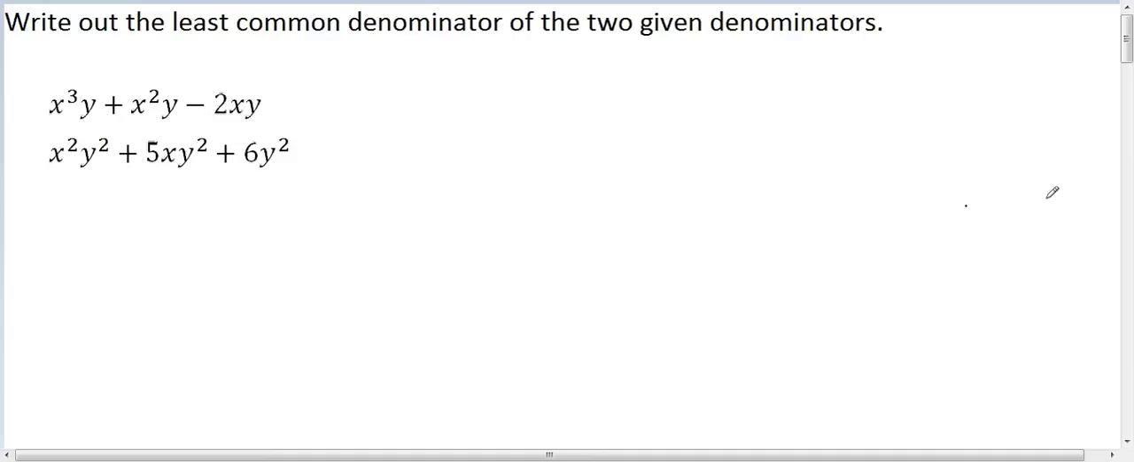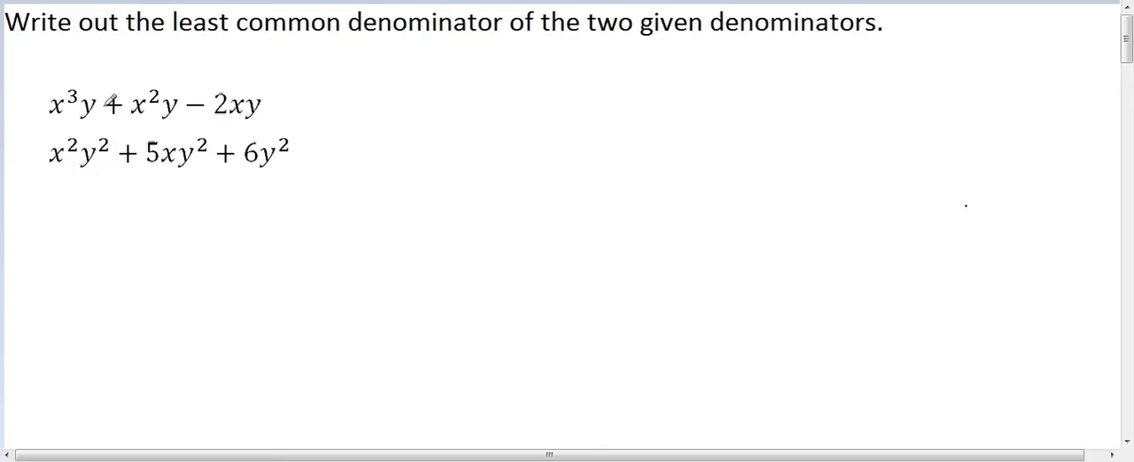To find this least common denominator, we first find the least common multiple of just the coefficients. Then for each variable, we write the largest exponent of that variable that appears in the given rational expressions. Let's take a look at the example. We need to write out the least common denominator of the two given denominators.